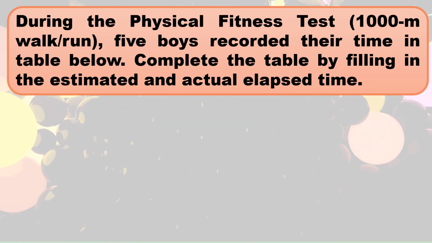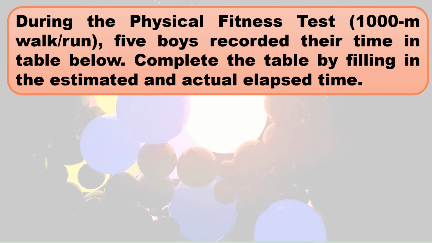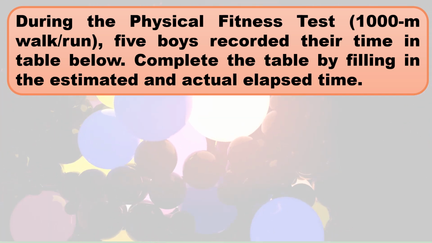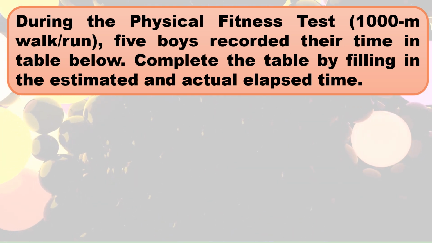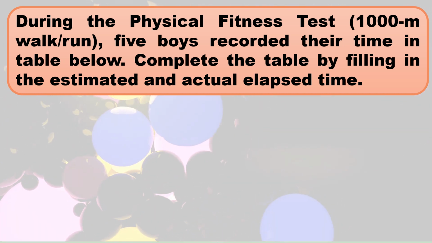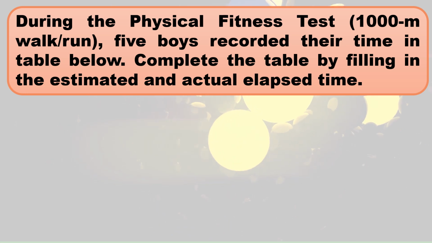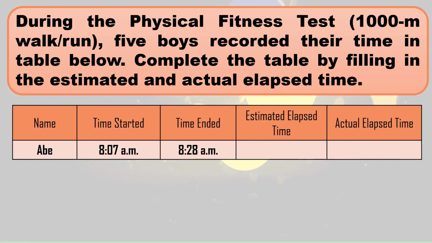Okay, let's try this example. During the physical fitness test, 1,000-meter walk or run, five boys recorded their time in the table below. Complete the table by filling in the estimated and actual elapsed time. The first person is Abe. Abe started the time at 8:07 a.m. and ended at 8:28 a.m.